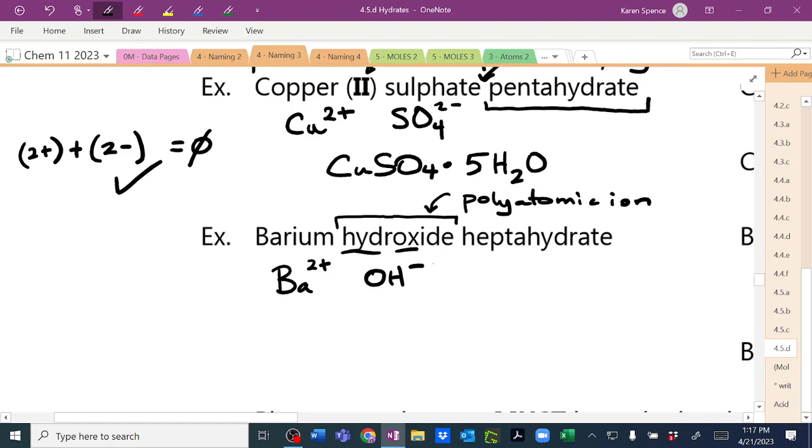Have we balanced our positive and negative charges? No. We have 2 positives, but we only have 1 negative. How can we fix that? We're going to add another OH-. That's going to give us a total of 2 negative to balance out the positive. And when we write our formula, we write BaOH2.